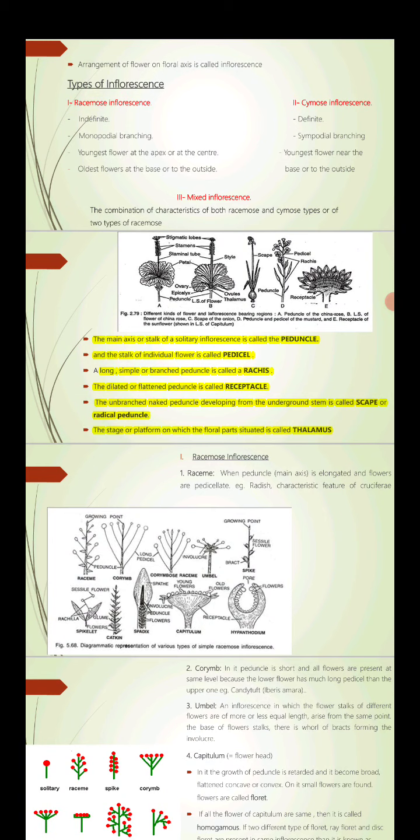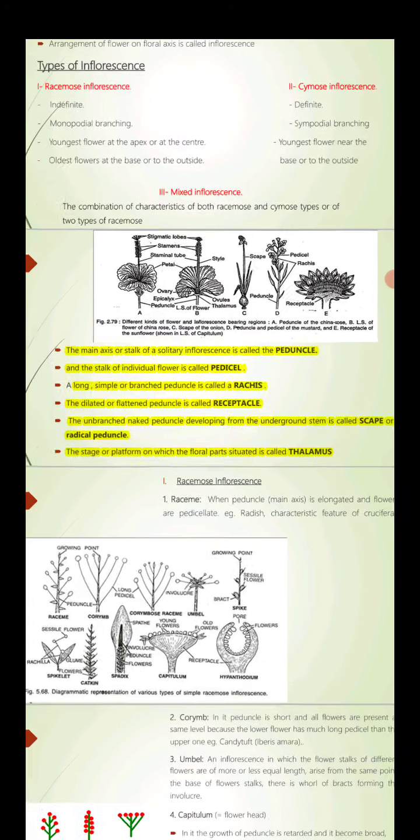The stage or platform on which the floral parts are situated is called the thalamus. I am repeating again. The main axis or stalk of a solitary inflorescence is called the peduncle and the stalk of the individual flower is called the pedicel. A long simple or branched peduncle is called the rachis and the dilated or flattened peduncle is called the receptacle. The unbranched naked peduncle developing from the underground stem is called the scape and the stage or platform on which the floral parts are situated is called the thalamus.